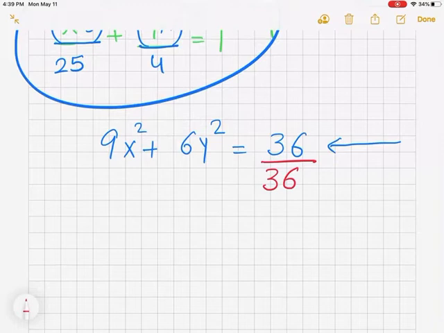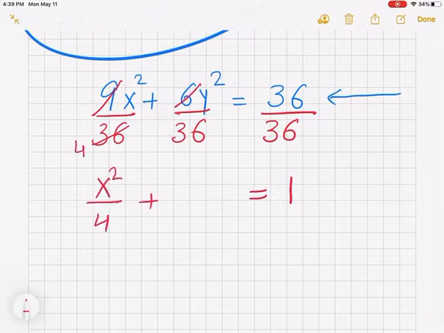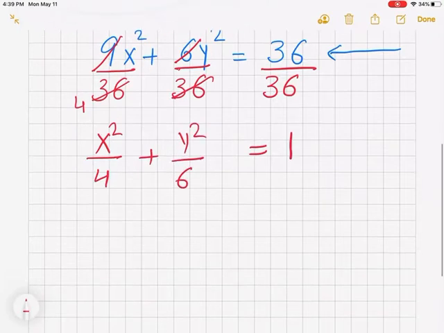So since it's an equation, if you divide one side of the equation by that number, you have to do the same thing on the other side as well. So if I divide this whole equation by 36, the number on the right side would become 1. Halfway through. Now the rest is just simplifying. So 9 over 36, this is 4. 36 over 6 simplifies to 6. So that's my standard form of the equation.